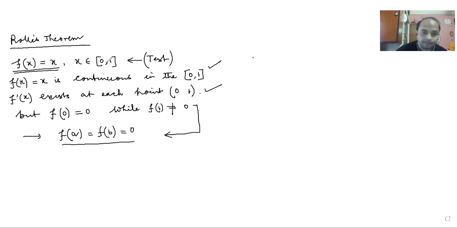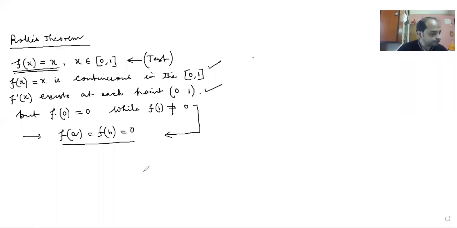So that is another perspective by which we can study it. Rolle's theorem is not being satisfied for this particular function. That is one very brief example of Rolle's theorem which I have shown you.